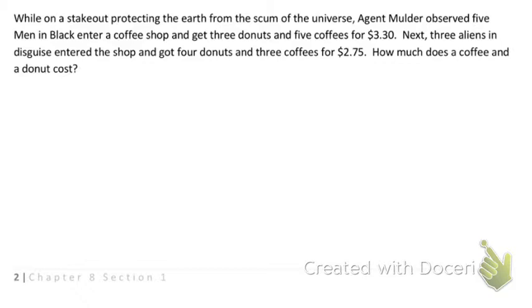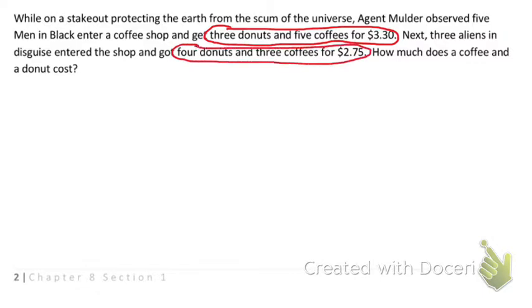Now remember, with word problems, almost all of it is useless information. I don't care if there's aliens. I don't care if there's Mulder. What I really care about is this statement right here. The donuts and the coffee costing a certain amount of money. So this says 3 donuts and 5 coffees equal $3.30. And right below it, it says 4 donuts and 3 coffees cost $2.75.